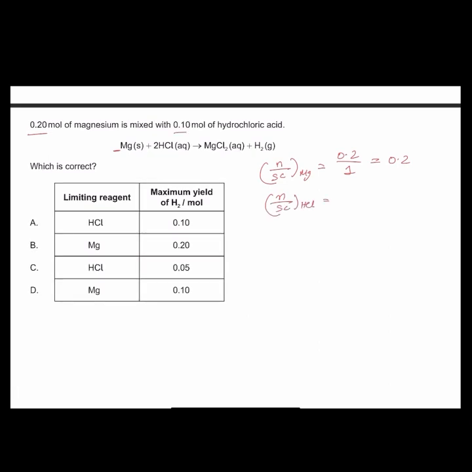For HCl, moles of HCl is 0.1. The stoichiometric coefficient of HCl is 2, so n/SC is 0.05. The concept goes like this. The one with the lower value of n/SC ratio will be your limiting reagent. Therefore, as n/SC of HCl is less than n/SC of Mg, HCl is the limiting reactant.